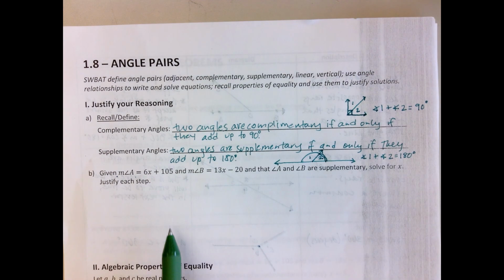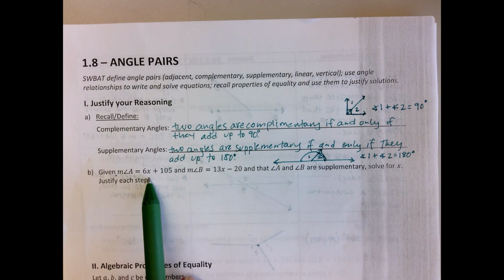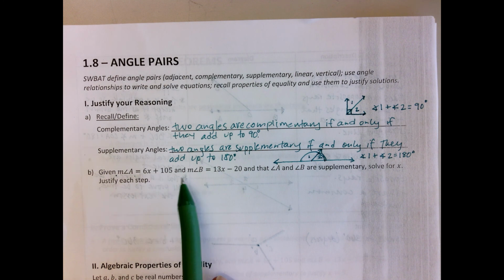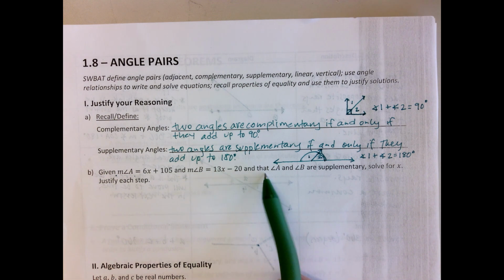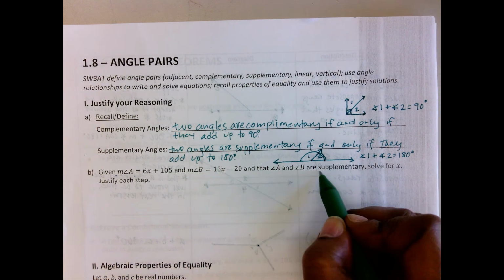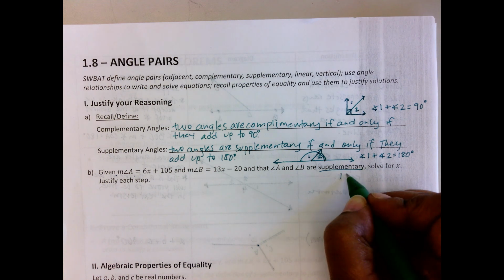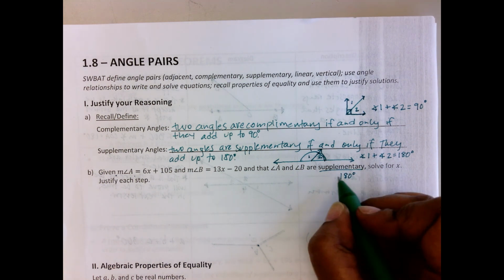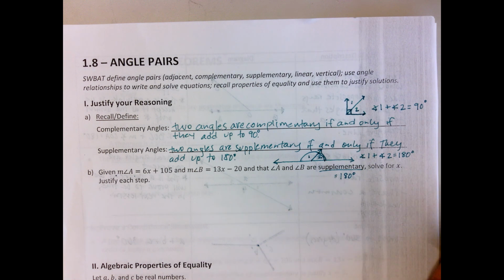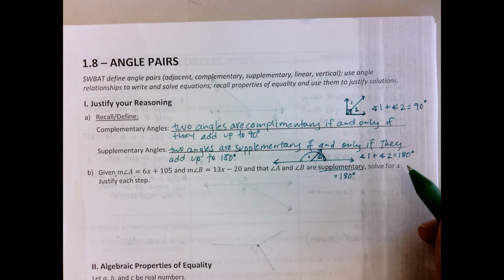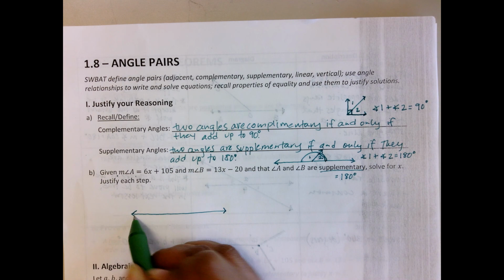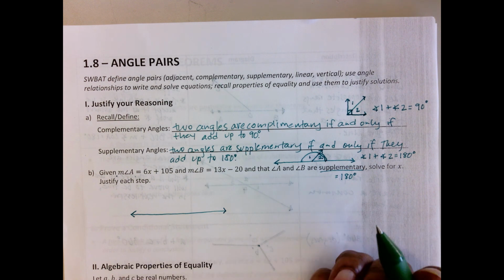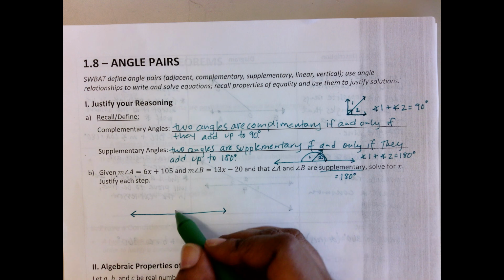Let's look at the question below. Given the measure of angle A is 6x plus 105, and the measure of angle B is 13x minus 20, and that angle A and angle B are supplementary. Annotation is so important, right? We're going to write adds to 180, then solve for x. So here I can draw out the image, right? Supplementary means since it adds up to 180, it's a straight line. I would use a ruler, but I totally forgot. I will in the future, all right?